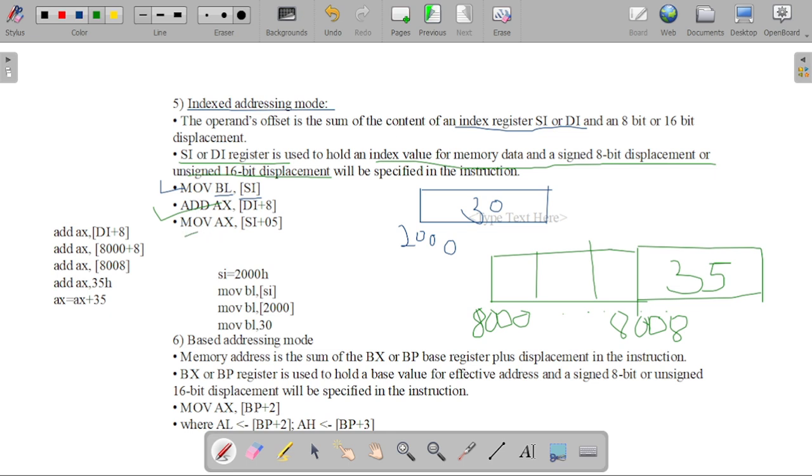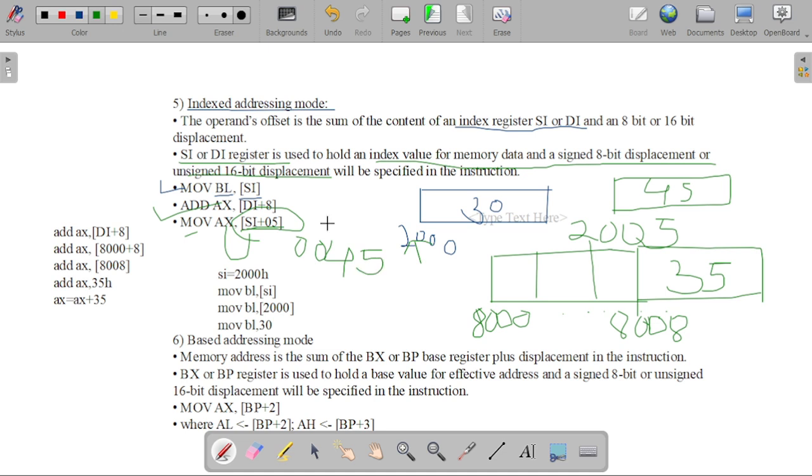Same here, we are writing MOV AX, [SI plus 5]. Suppose the value of SI is 2000. So 2000 plus 5 becomes 2005. And we have to check what the contents of that 2005 location are. Suppose in that 2005 location our value is 45H. So this 45H will be copied into our AX register. So now our AX becomes 0045. So that is called index addressing mode.